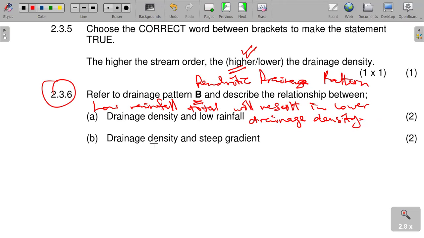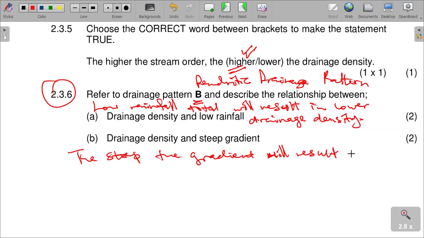And then drainage density and steep gradient. Actually, in drainage density and steep gradient, we can also say the steeper the gradient, obviously, will result in high drainage density. It will result in higher drainage density.